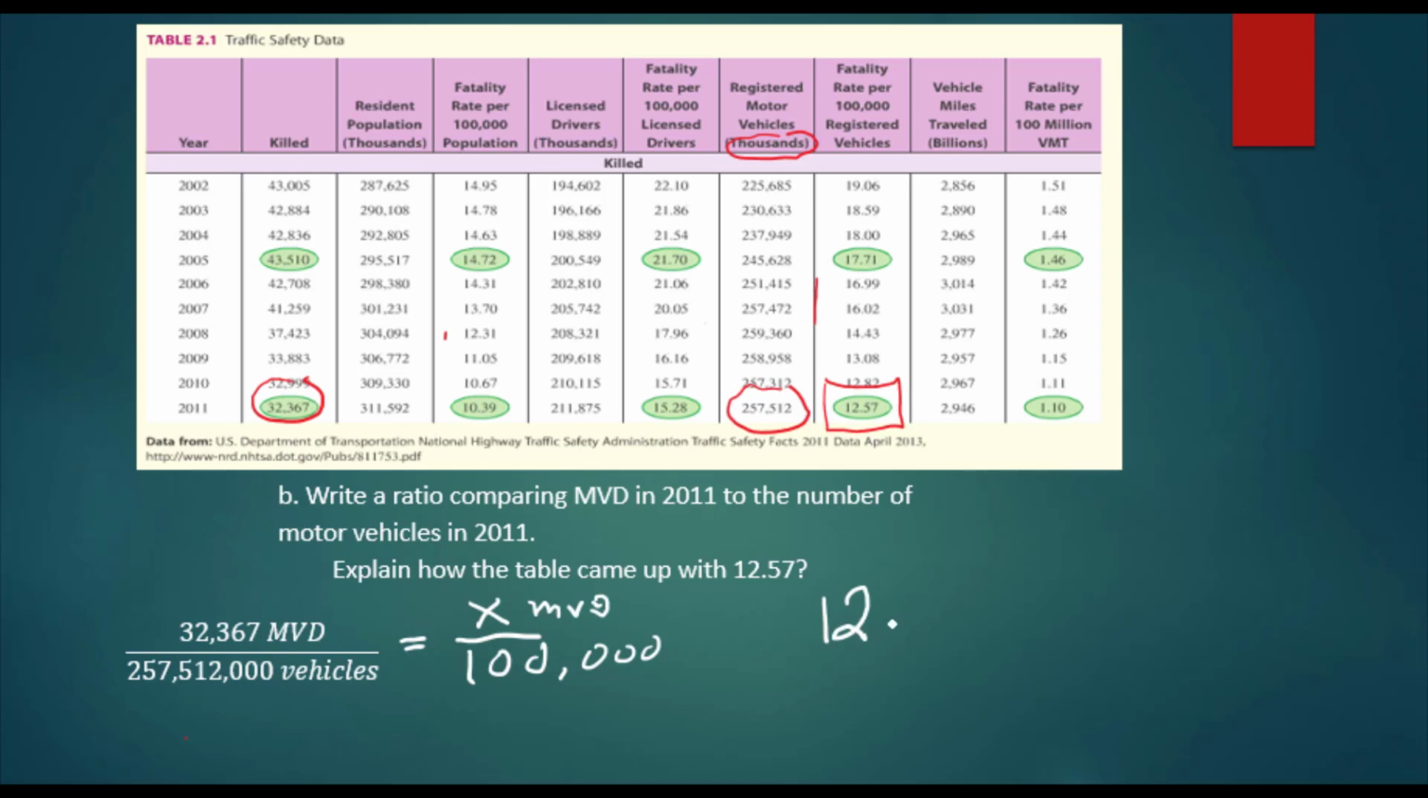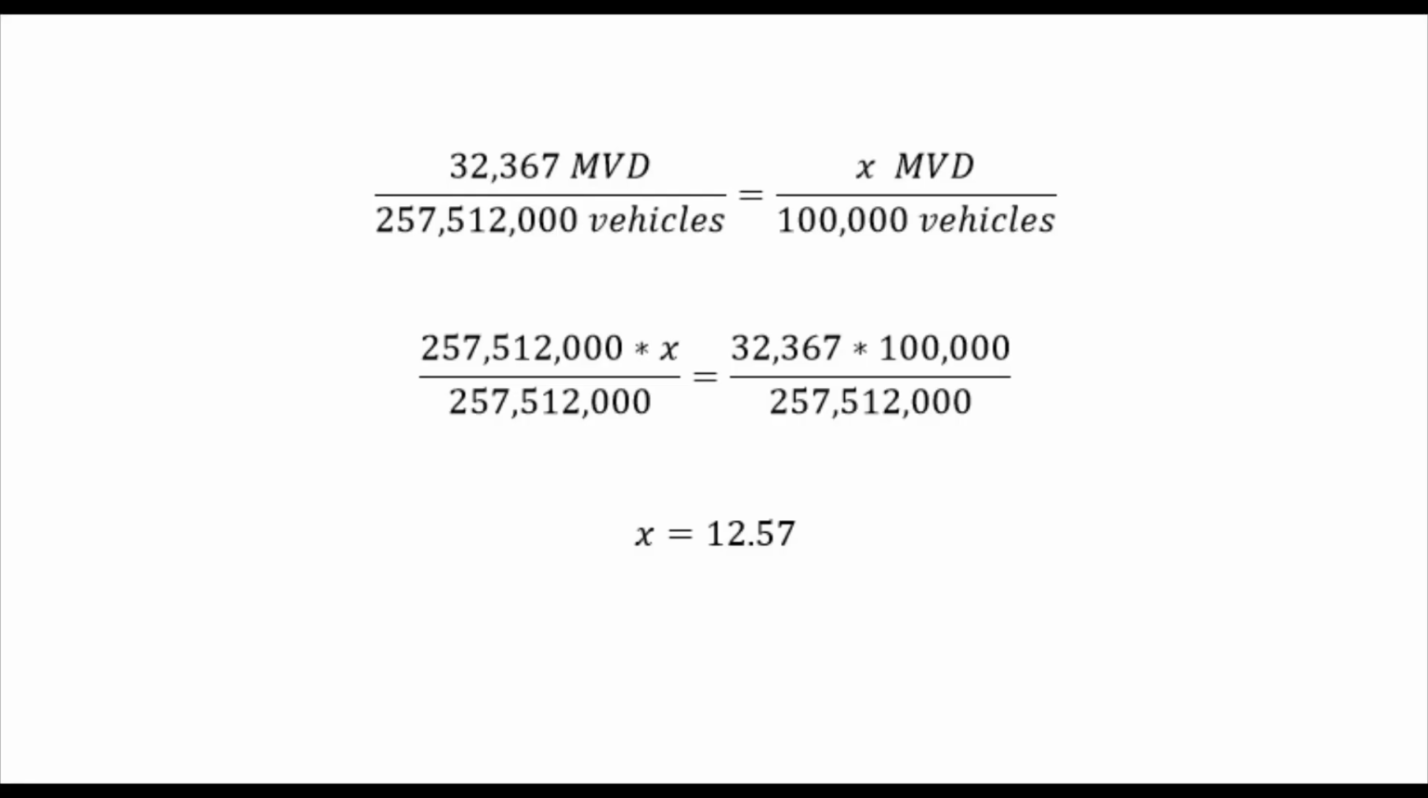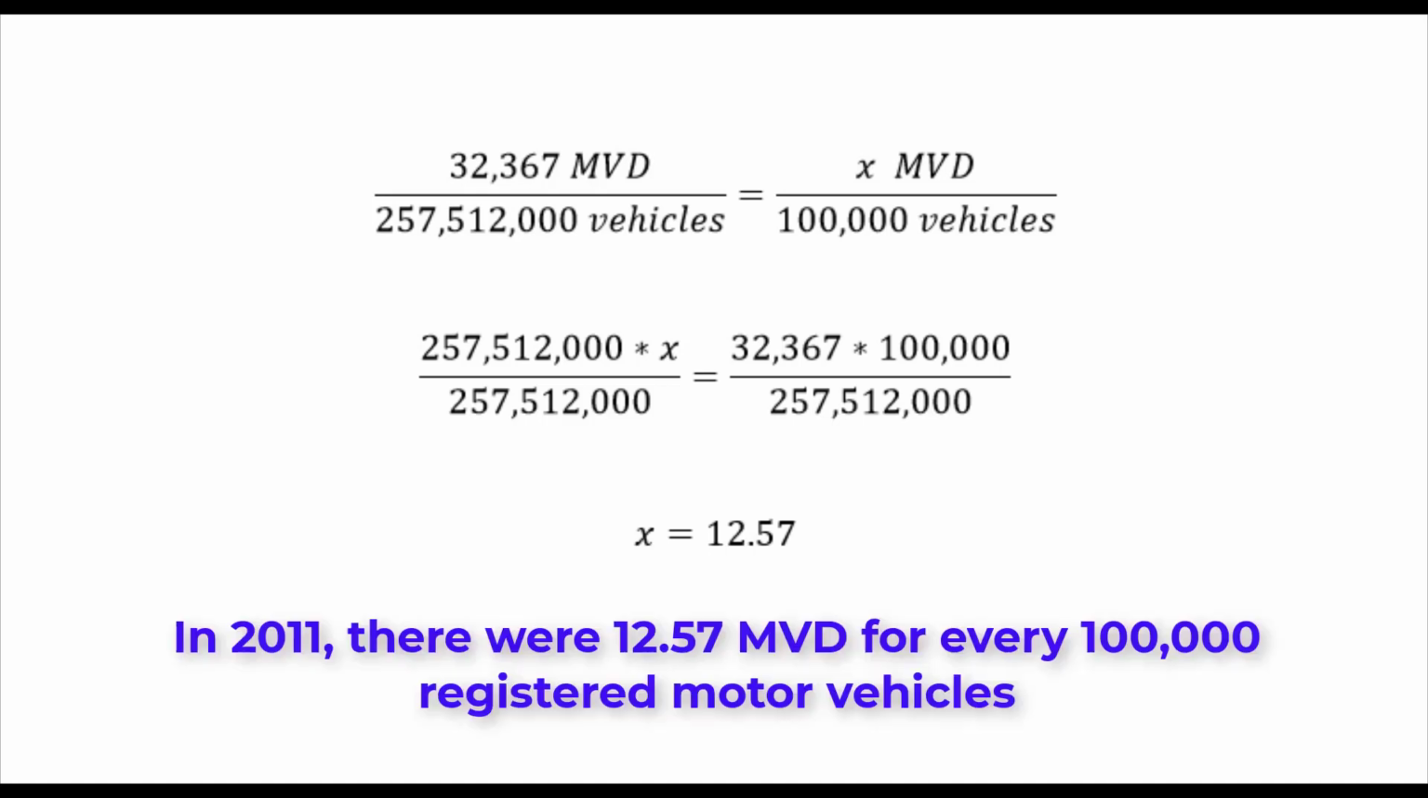And you should know what I'm going to get because it's right here. I should get 12.57. But let's quickly do it. So there, using our fundamental technique, cross multiplying and dividing, I get 12.57 as we realized, and now I'm going to just put that in a sentence. And the sentence is, there are 12.57 motor vehicle deaths for every 100,000 registered vehicles in 2011.